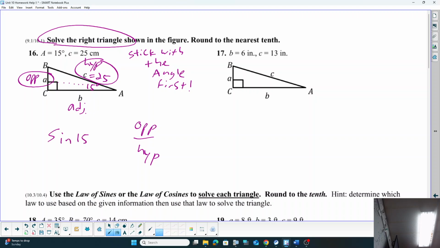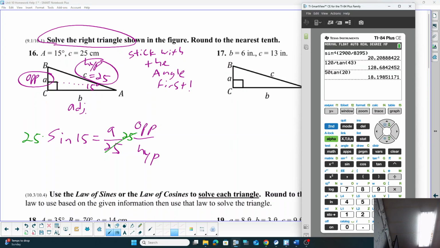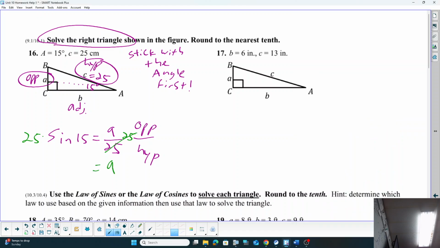So sine of 15 degrees is equal to opposite A over hypotenuse 25. That's beautiful, because all we have to do now is multiply by 25 to the other side and plug into our calculator. So we get 25 sine of 15 degrees, and so little a is equal to 6.47.